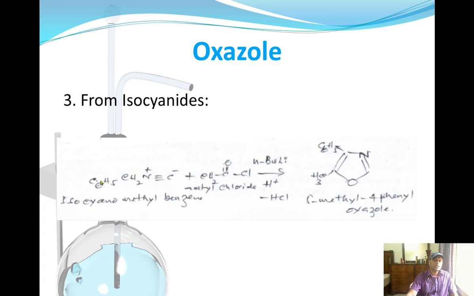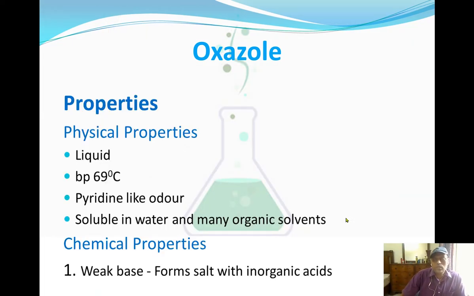You take isocyanomethylbenzene and make it react with acetyl chloride. This is the acetyl group, and here is the chloride group. It reacts with acetyl chloride in the presence of n-butyl lithium and then acid, and you get the product 5-methyl 4-phenyl oxazole. That is, a methyl group at the fifth position and a phenyl group at the fourth position. All right, that is the synthesis.